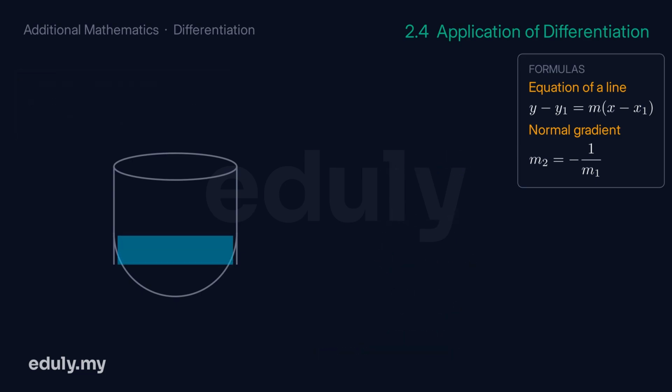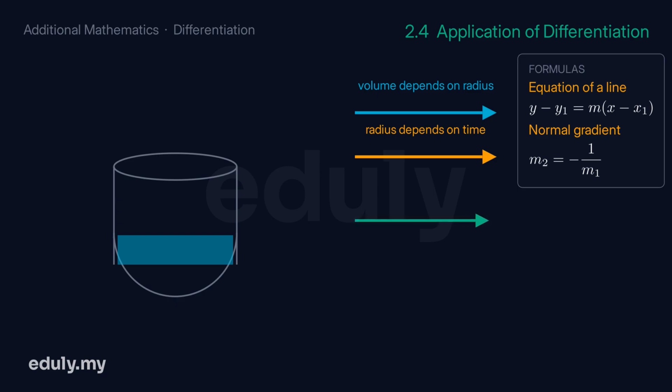Two things change at once. Volume depends on radius, and radius is changing with time too. Guess before I show you. To link the two rates, do we multiply or divide one by the other? We multiply through the chain. V depends on r, times r depends on t. Question 2 answered.